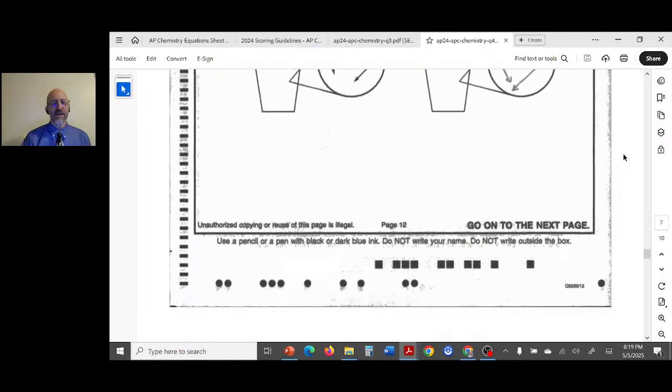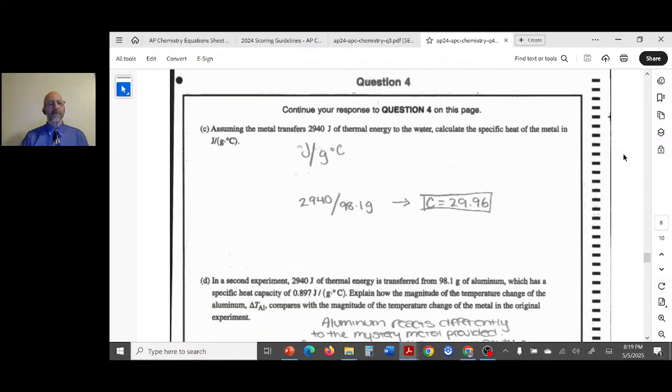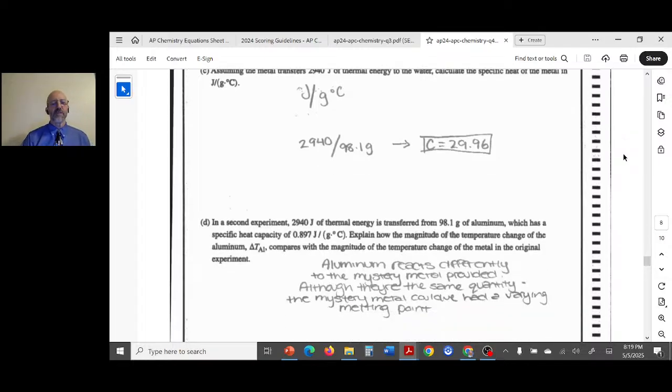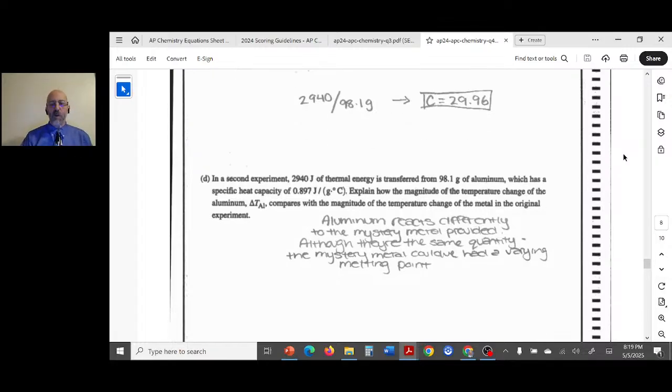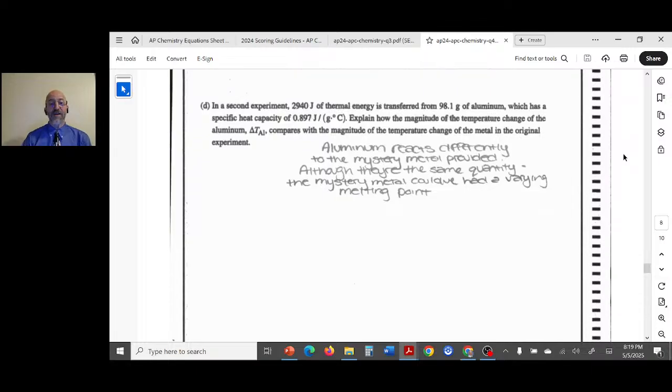Let's see what they did wrong here. I don't see the delta T. I see heat divided by mass. So nope. And then in part D, aluminum reacts differently to the mystery metal provided. Yeah, they're not specifically connecting the temperature change to the specific heat capacity. So there you go. All right, well, if you're still hanging in there, we are going to continue.